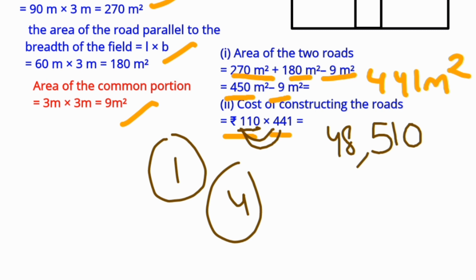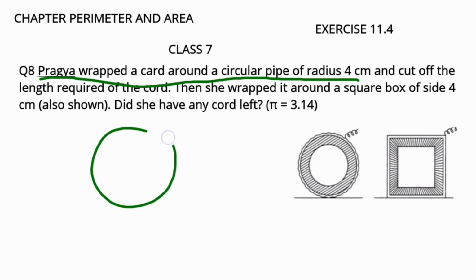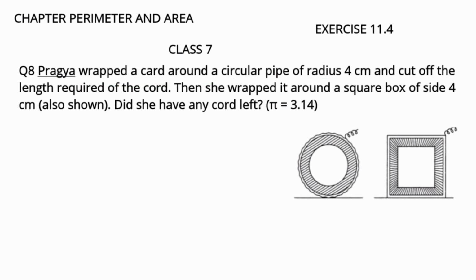Now let's move on to our next question. Question number 8 says, Pragya wrapped the card around a circular pipe of radius 4 cm. So suppose this is your circular pipe and she wrapped that card around it like this. So this means the circumference of the circle. As you all know, the outer boundary of the circle is known as circumference. Now what she did, she wrapped the same around a square box. First she wrapped around a circular pipe, then around a square box.